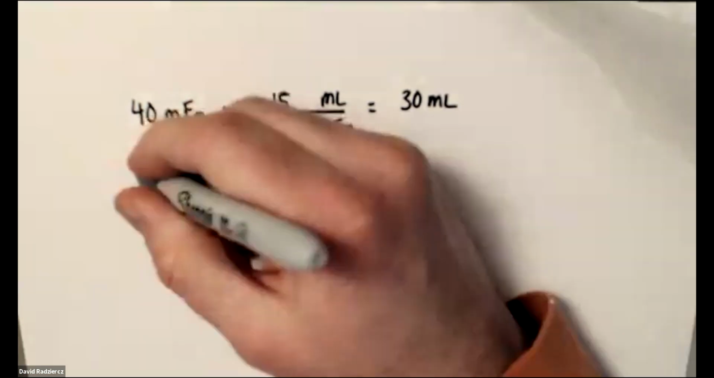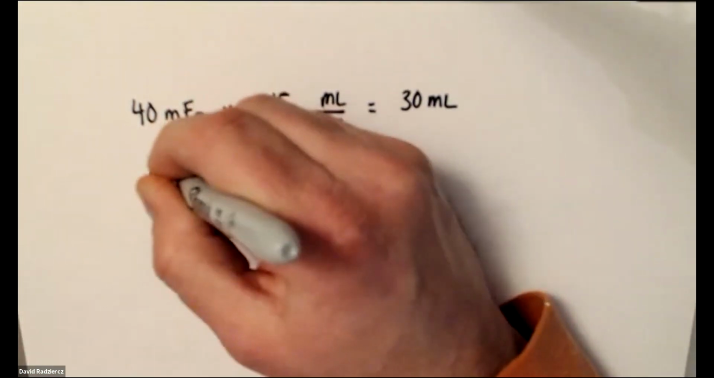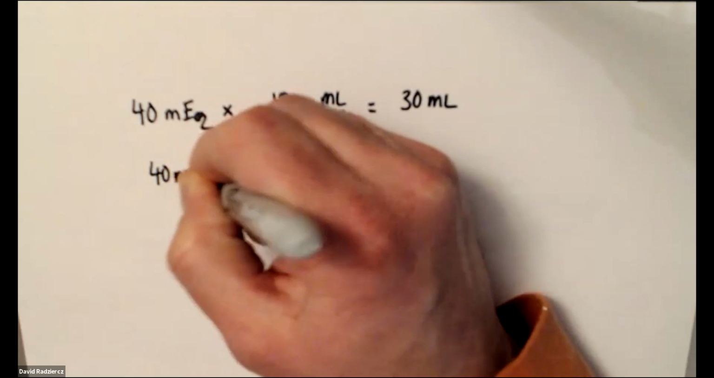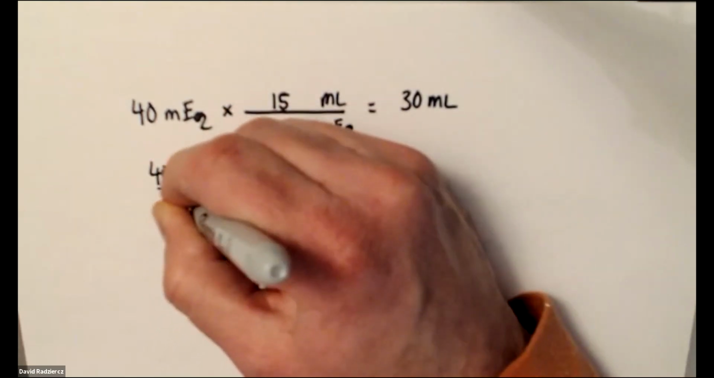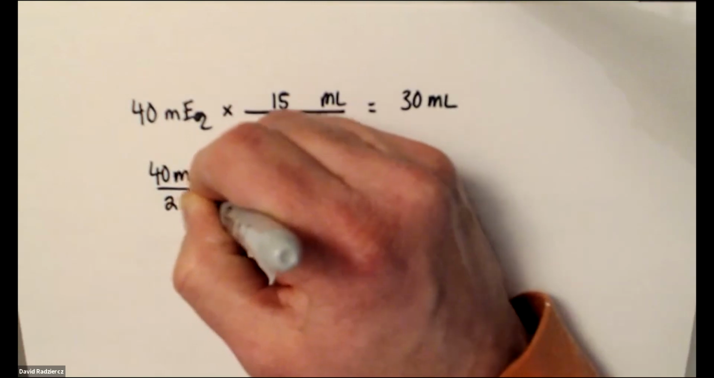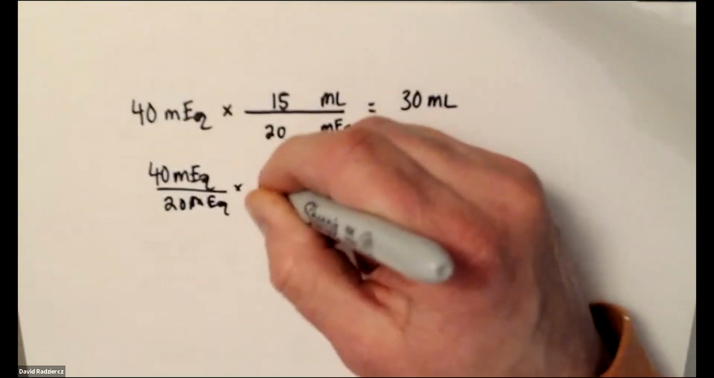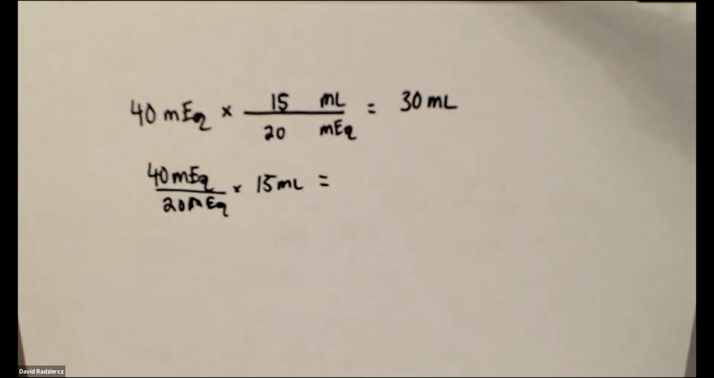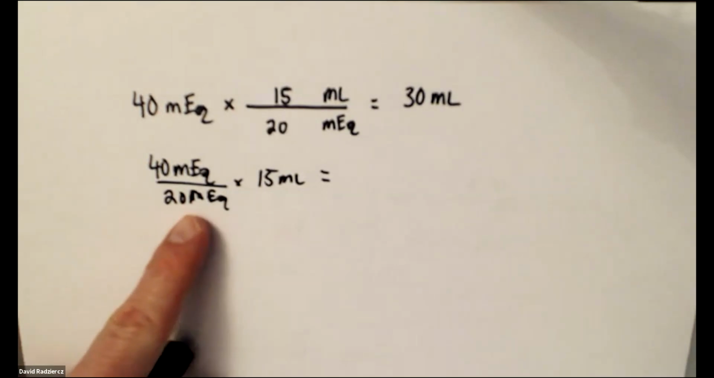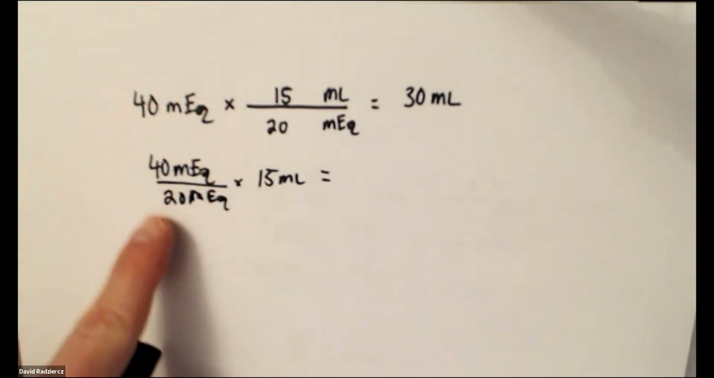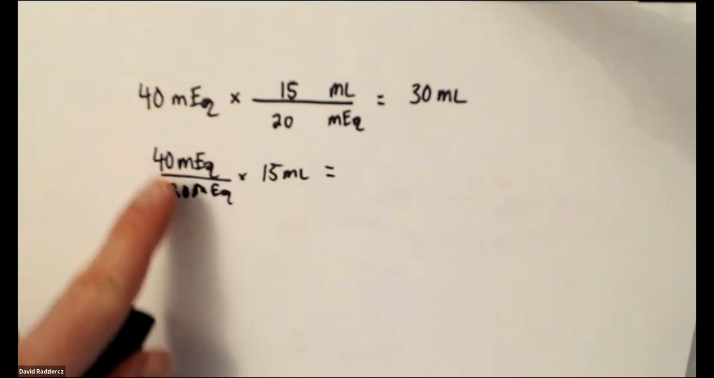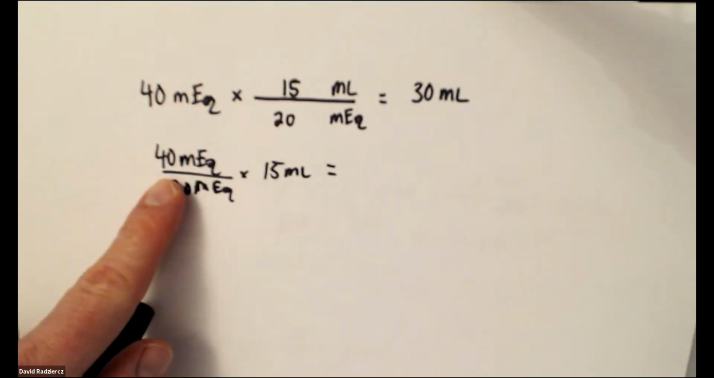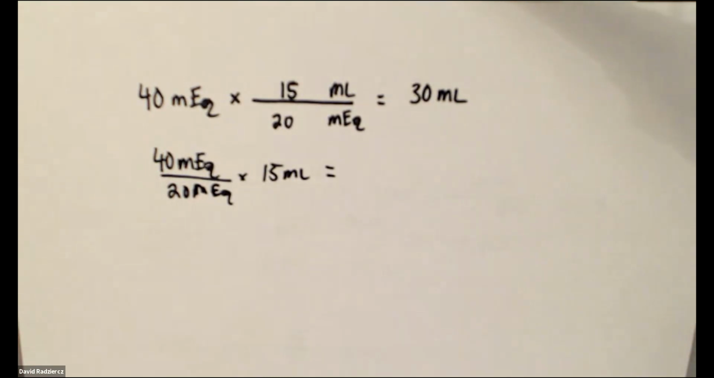If you were doing desired over have, you would take your 40 milliequivalents, the order, over what you have available, the 20 milliequivalents, and then make sure you multiply that by the quantity, which is the milliliters. And it's the exact same thing. So if you are setting it up this way, I just want you to know that we're doing the exact same thing in both situations. Okay. Neither one of these is different. It's just that it's organized differently. So you'll still get to the right answer if you do it that way.